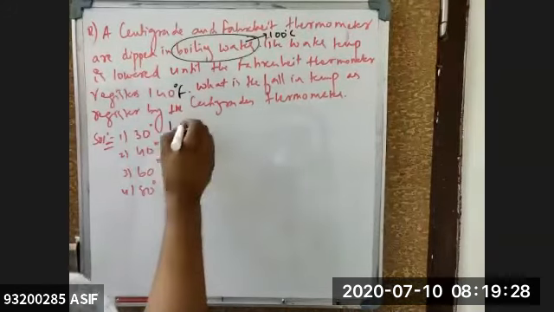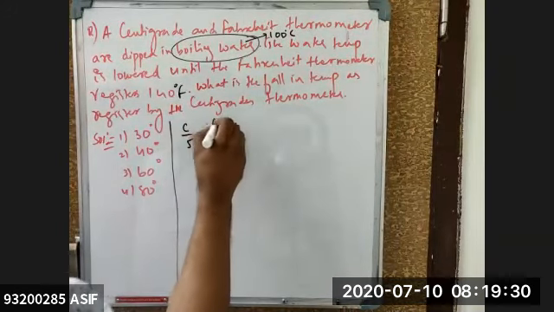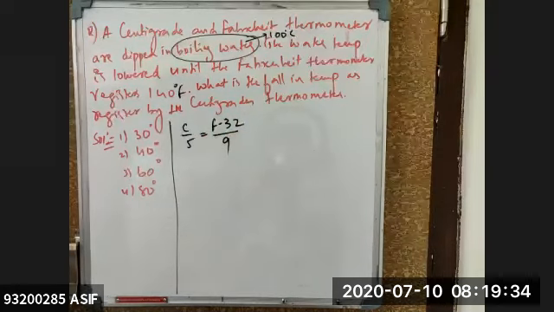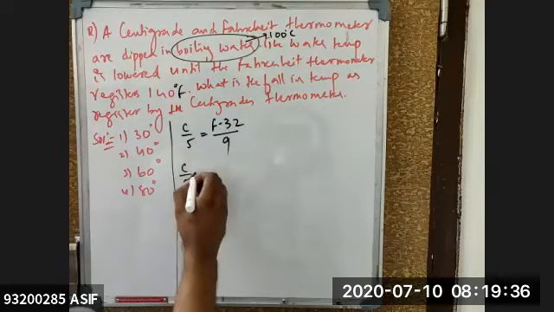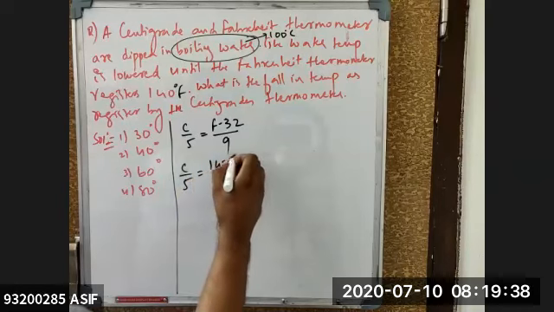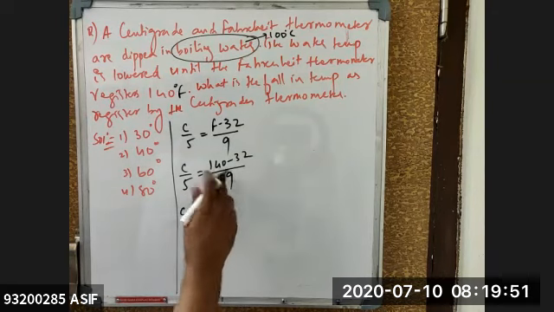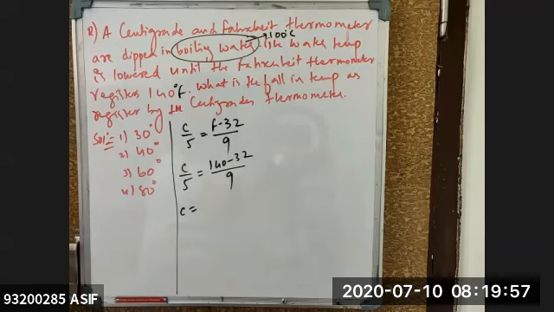That means C by 5 is equals to F minus 32 divided by 9. So I'll be getting the value of your C. So it is C by 5 is equals to F, which is 140 minus 32 divided by 9. See how much I'm getting the value of C, beta. Understand? C is equal to 140 minus 32. 40 degrees, sir. How much are you getting? 40 degrees, sir. Okay.